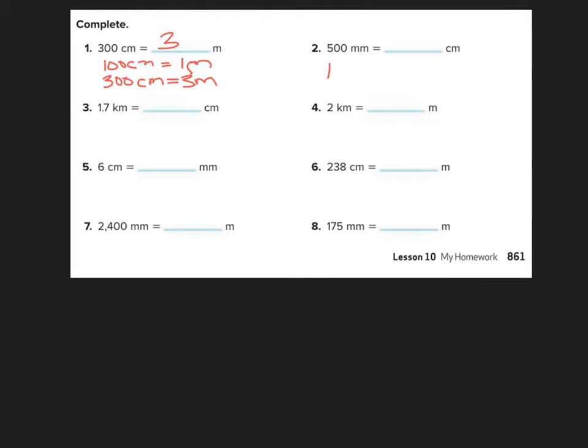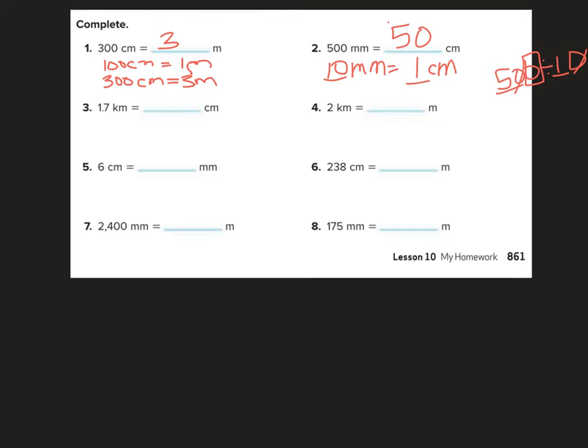Okay, so there are 10 millimeters in 1 centimeter. So that means 500 millimeters, I need to divide it by 10, right? To go from 10 to 1, I divided by 10. So I need to take 500 divided by 10. 5 divided by 1 is 5. Now I'm seeing, are there any zeros I can cancel out? 1 and 1. So it's going to be 50 centimeters because there's 1 left over that I couldn't cancel out. So it's got to go to my answer.